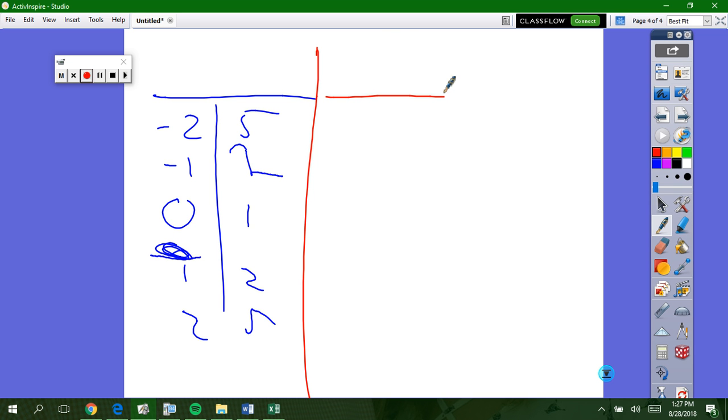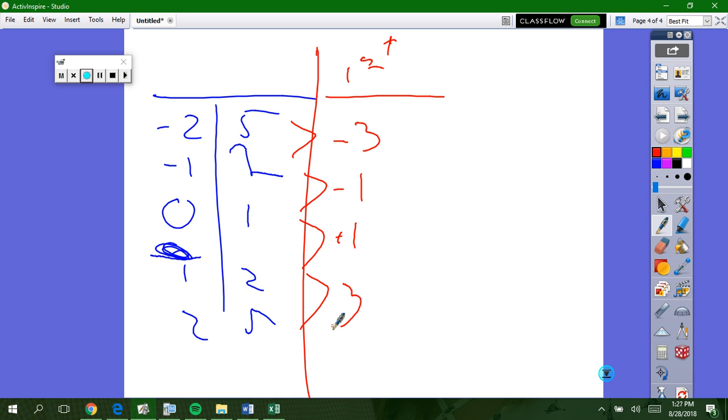Okay, first difference. How does 5 get to 2? We went down 3. How does 2 get to 1? We went down 1. So right now we already know it's not linear. Why? The first difference isn't constant. How does 1 get to 2? Plus 1. 2 to 5, 3. So it's right there, it's not constant.